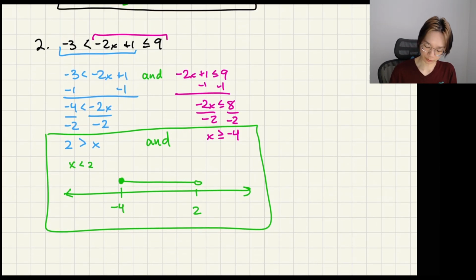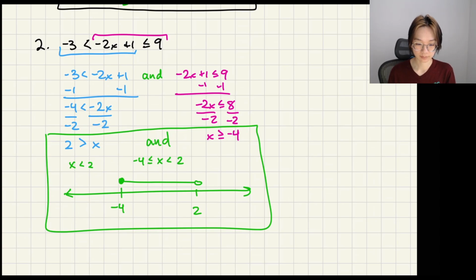And if you're fancy, you can also write it as one statement. X is 2 over here. No, not 2 over there. -4 needs to be over there. 2 needs to be over here. So x is less than 2. -4 is less than or equal to x.